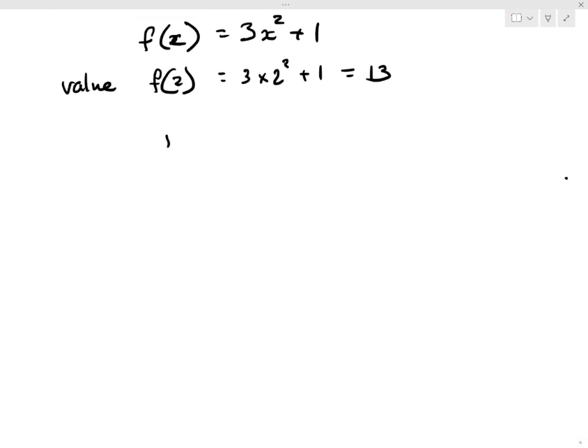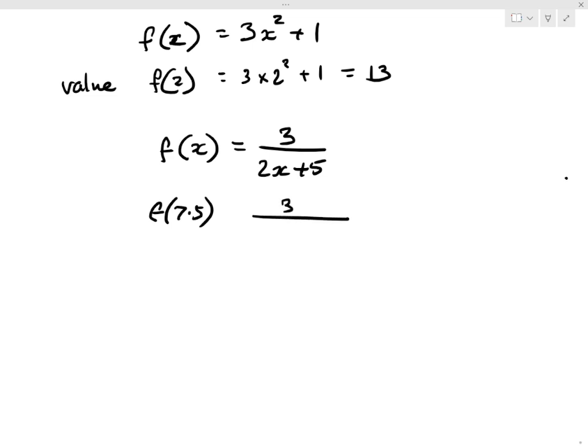We could also put a fraction in there. So we could have f(x) is 3 over 2x plus 5. And what's the value of f(7.5)? You just put 7.5 in there. So this would be 3 over 2 times 7.5 plus 5. Well, that's 15 plus 5 is 20, so you get an answer of 3 over 20. That's all you're doing.